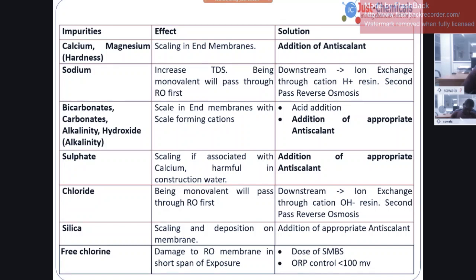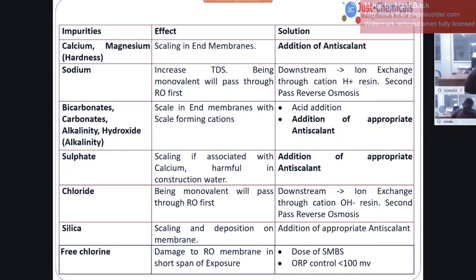Then sulfate. Sulfate also causes scaling as calcium sulfate and magnesium sulfate. And chloride, this is also a monovalent ion, and this will also pass through the RO first. So when we do seawater desalination through RO membranes, we mostly get sodium chloride in the outlet. And downstream, if we put an ion exchanger, again it may pass.